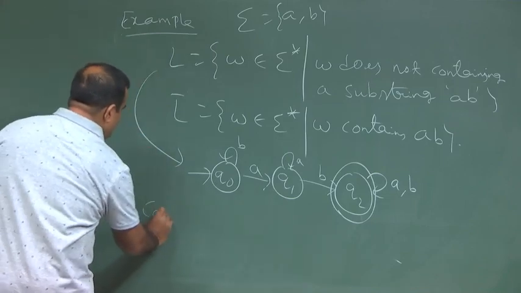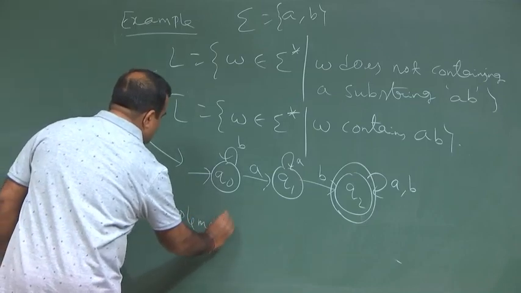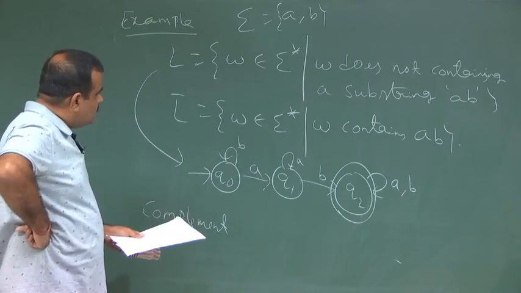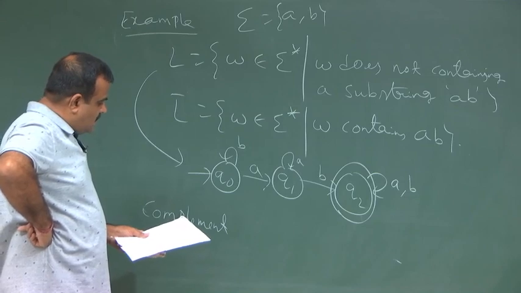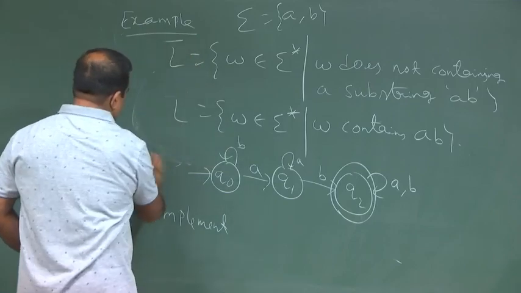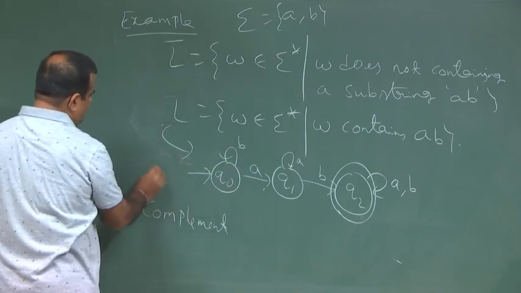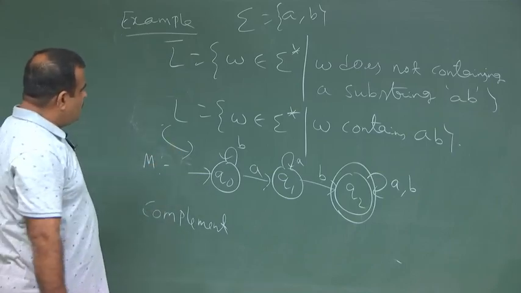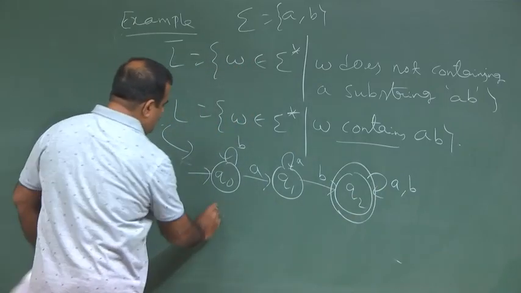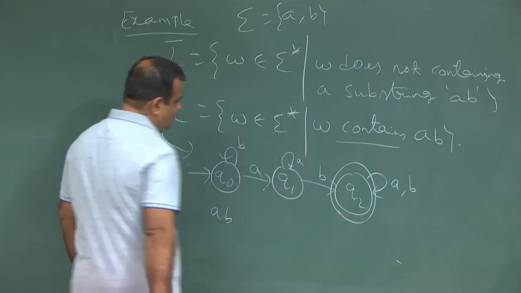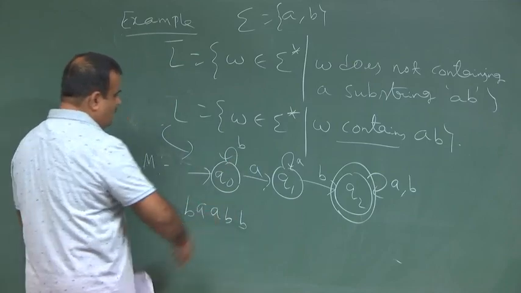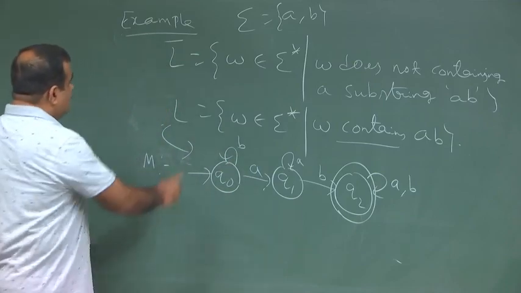So, this is the DFA, and I make this our M. So, we have a DFA, we have a regular language which is containing A B, because if we just take A B, with A we go here, with B we go there. So, A B B is also accepted, B A B B, all such strings are accepted. Okay. Now, complement is this one.